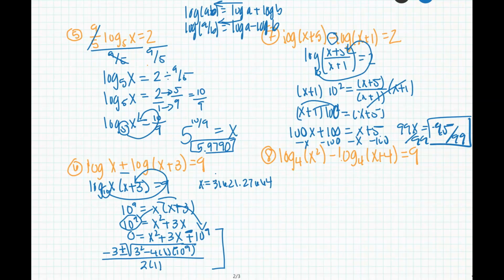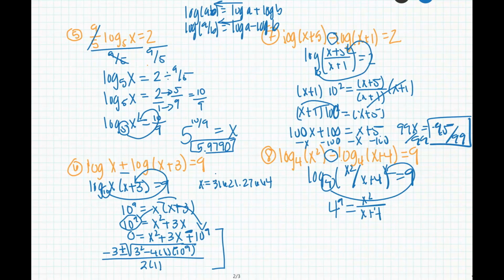Okay, let's work this next one. So we got a minus sign right here, so we can condense it. That would be log base 4 of x squared over (x plus 4) equal to 9. And then snell it around. So 4 to the 9th equal to x squared over (x plus 4). I'm going to work it just like I did number 7. So I'm going to multiply by x plus 4. Write a little bit clearer for you there. And so that gives me 4 to the 9th times (x plus 4), which is 4 to the 9th x plus 4 times 4 to the 9th.